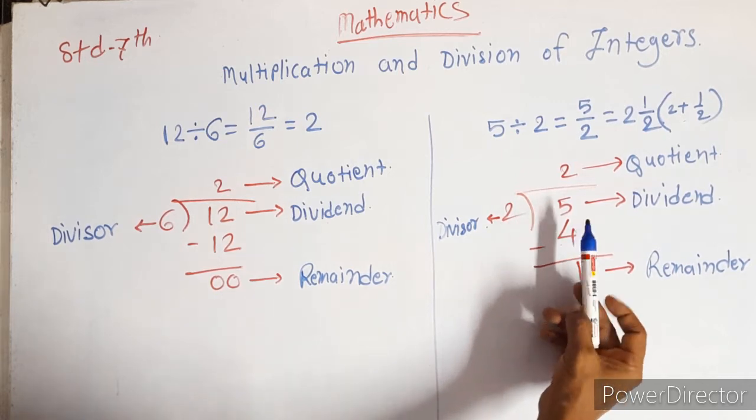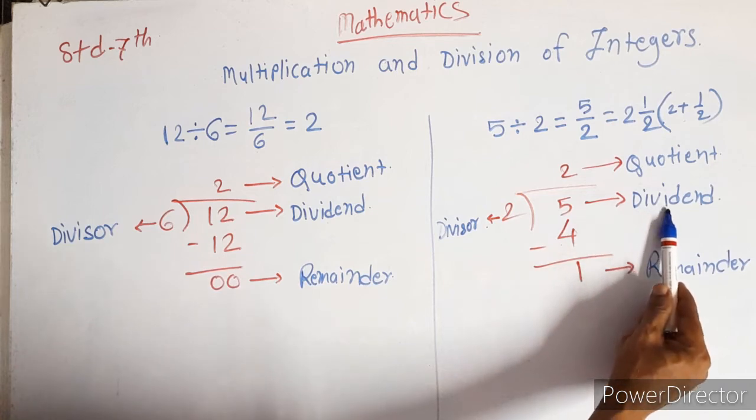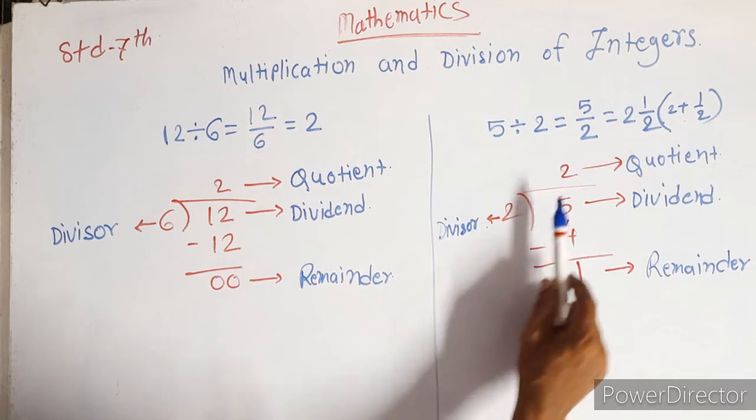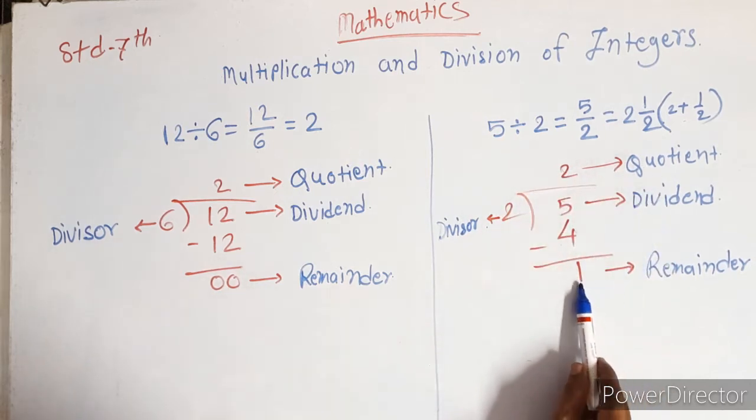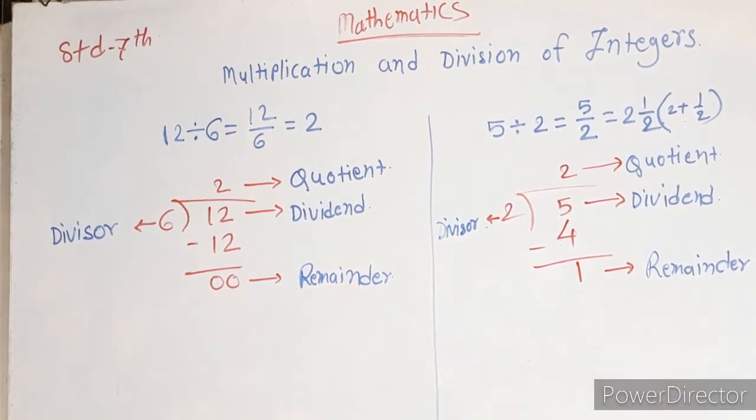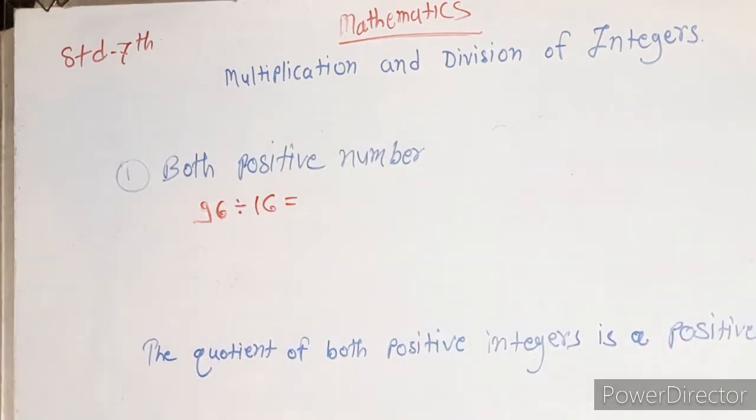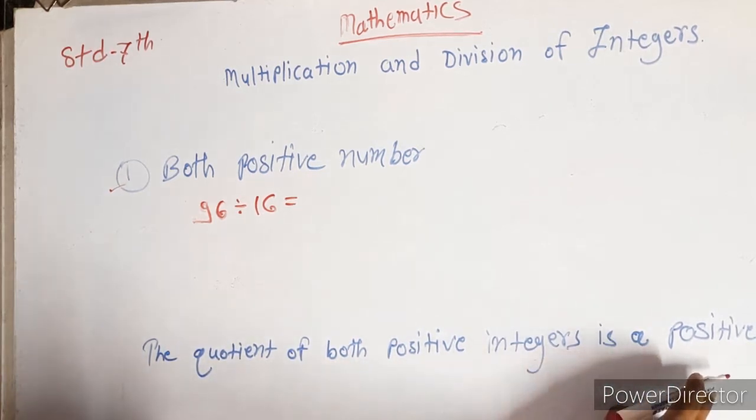In this situation, we write 5 is the dividend, 2 is the divisor, 2 is the quotient and 1 is the remainder. It means when both numbers are positive, the quotient is also positive. The division of both positive numbers gives a positive quotient. The quotient of both positive integers is positive.